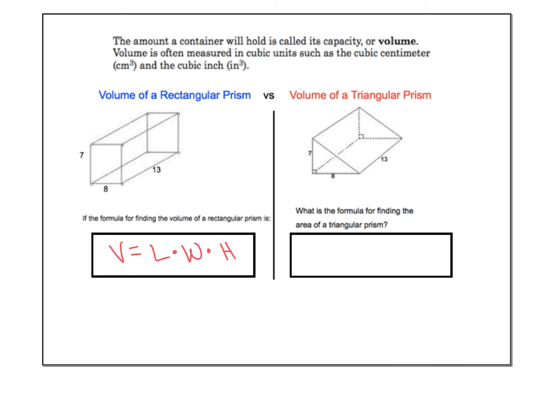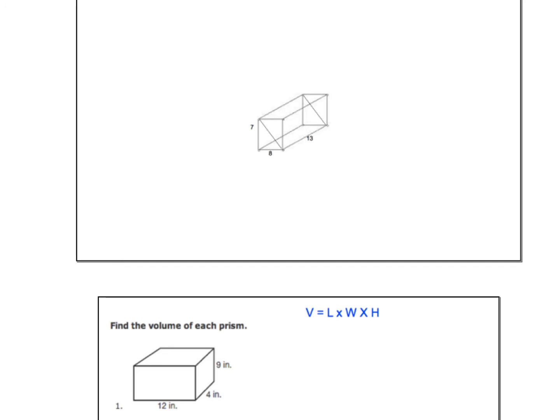And then the volume of a triangular prism is going to be pretty similar. Volume equals length times width times height, but we're going to cut it in half. All right, let's take a look at why and how to use those formulas.